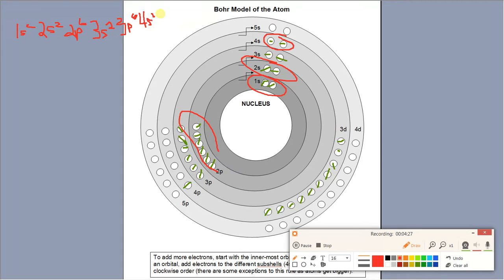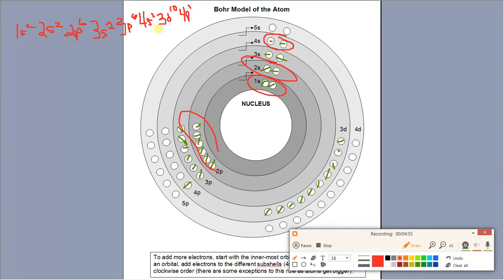Now we hit that 3d again. It seems a little out of order, but that's just because it's harder to fill up that 3d10. And finally, we have 4p1. Now that's a little bit messy, but if you count up all these 2, 4, 6, 10, 12, 18, 20, 30, 31. There's our 31 electrons.